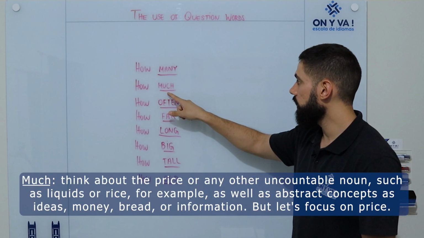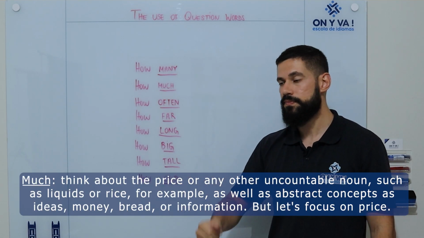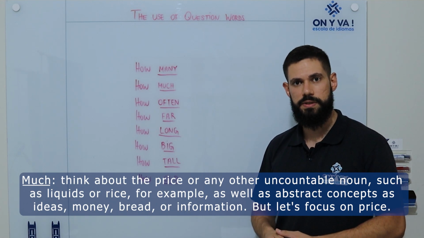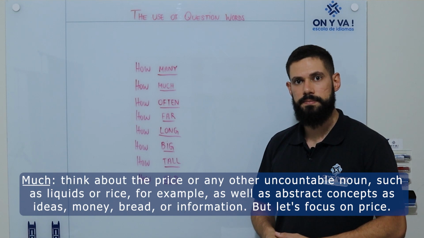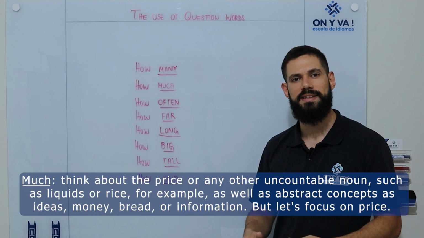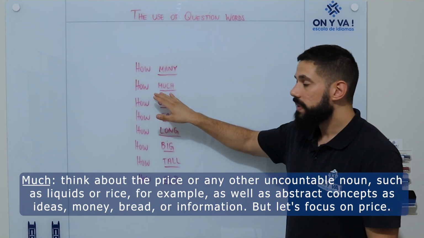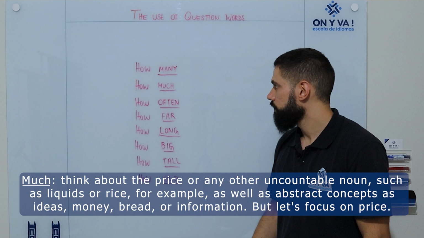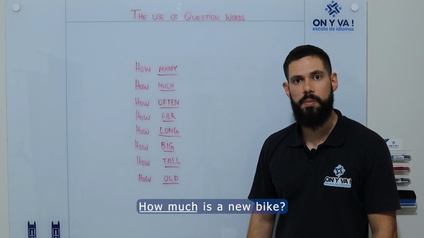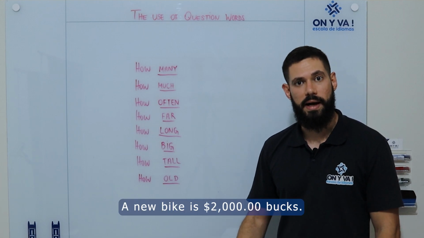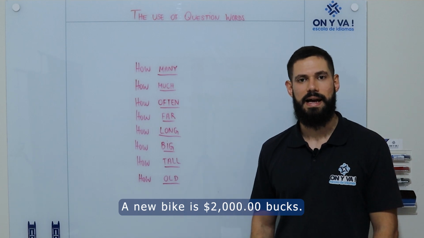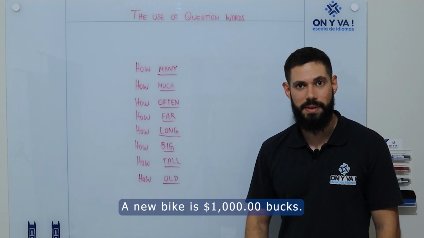How much? Much. Think about the price. Or any other uncountable noun, like liquids or rice, for example, or idea, or money, or bread, or information. But let's focus on price. How much is a new bike? A new bike is 2,000 bucks. A new bike is 1,000 bucks.